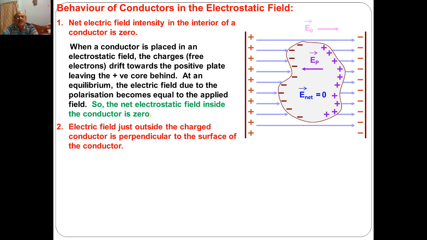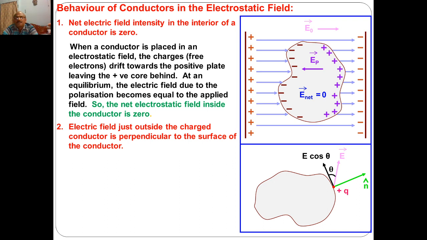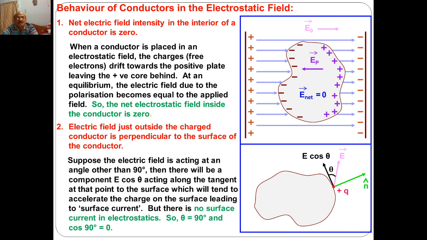Next property: the electric field just outside a charged conductor is perpendicular to the surface of the conductor. Let us take a charge Q, and due to this charge Q there is an electric field E, with the area vector along this direction. Suppose E is not perpendicular to the surface, meaning not in the direction of the area vector. Then this E can be resolved as E cos theta. Due to E cos theta, the surface electrons will not remain at rest, but we are dealing with electrostatics, meaning charges remain at rest. So this is not possible.